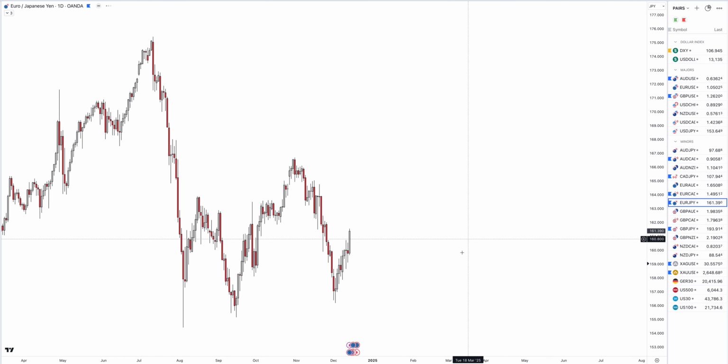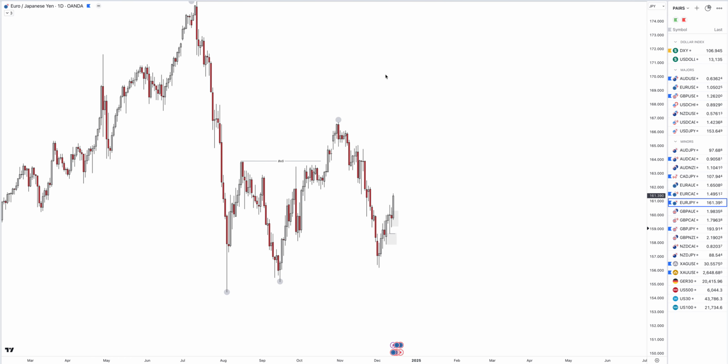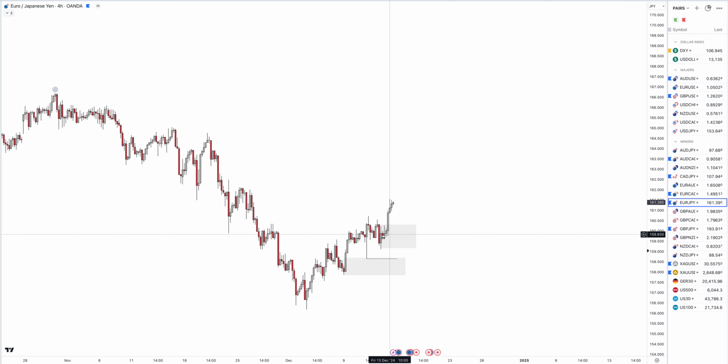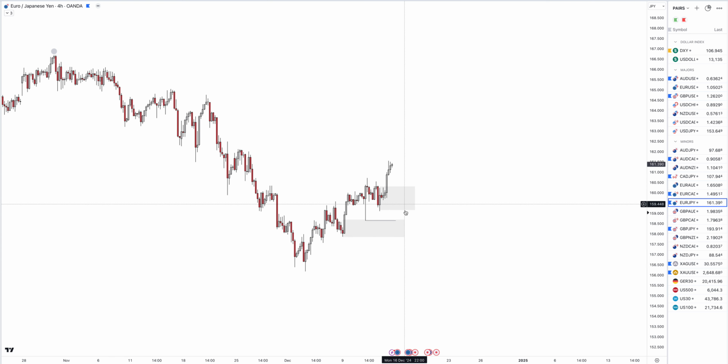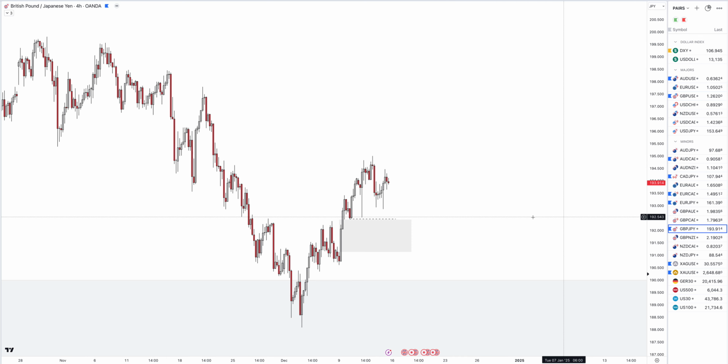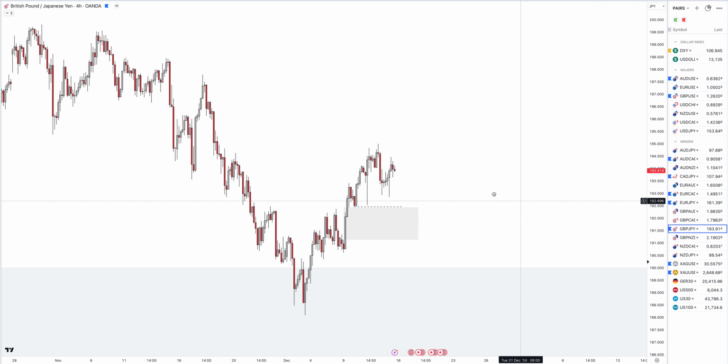Euro JPY, just like CAD JPY, on the 4-hour time frame, I am literally just waiting for a retracement either into this level, or price could come all the way down into this order block, taking out this liquidity to go longs. Again, another JPY pair that I'm watching is GJ.